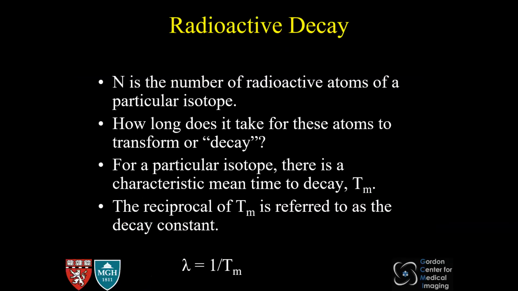So, the basic idea that we're talking about with radioactive decay is we have a certain number of radioactive atoms that are in some form of unstable isotope. And how long does it take for these atoms to transform into a lower, more stable energy state, or decay? And for any particular isotope, there's a characteristic mean time to decay, and the inverse of that is the decay constant.